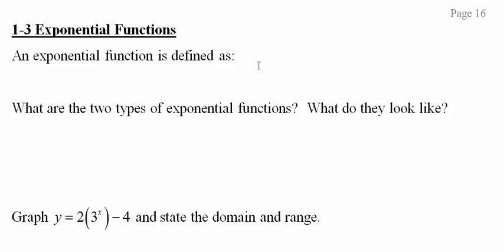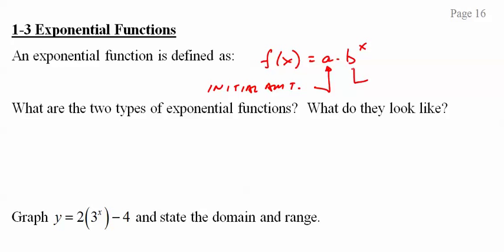An exponential function is defined in a lot of ways. My favorite definition is f of x equals a times b to the x. And that's the one I try and keep in my mind at all times because it works best. The a value is the initial amount. If you know why, great. If you don't, I'll show you later. And the b value is the rate of growth or decay. And again, we'll talk about that a little bit later.